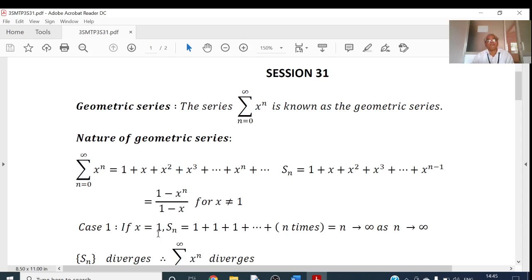Now what happens if x equal to 1? If I put x equal to 1 here, we get 1 plus 1 plus 1 plus up to n times. That means Sn is equal to n. And that tends to infinity as n tends to infinity. Sn tends to infinity as n tends to infinity because Sn is equal to n. In this case, we say that the sequence Sn is divergent. Therefore, the corresponding series is also divergent.